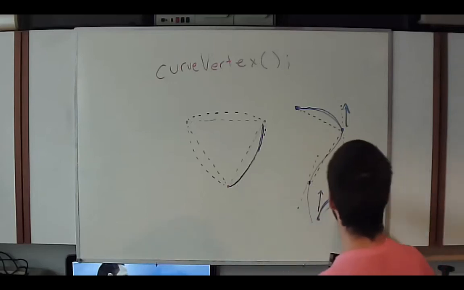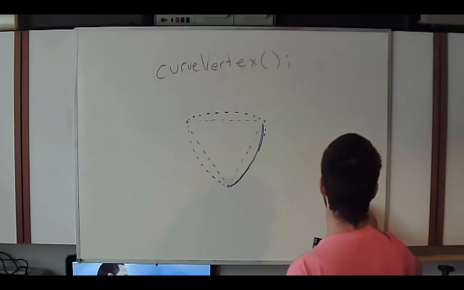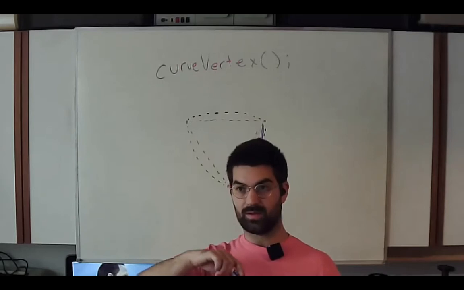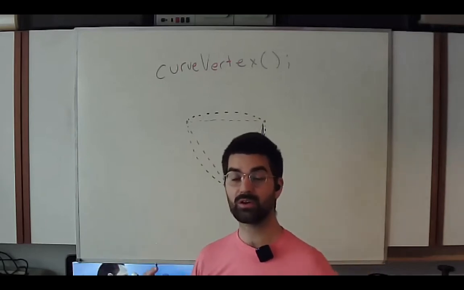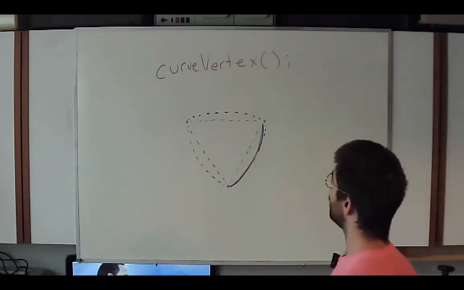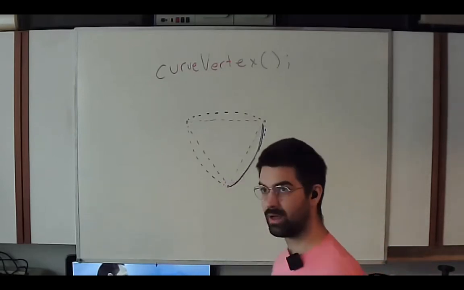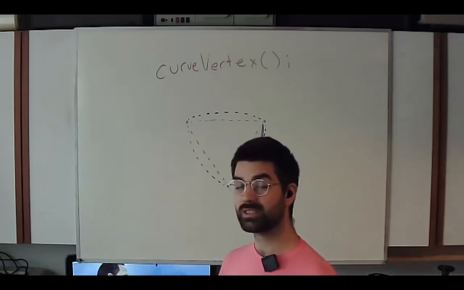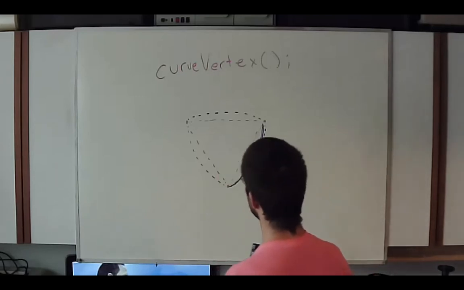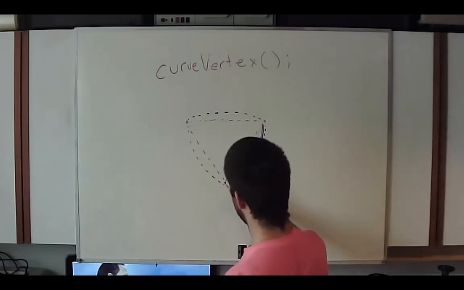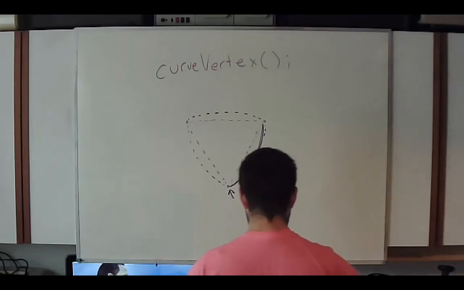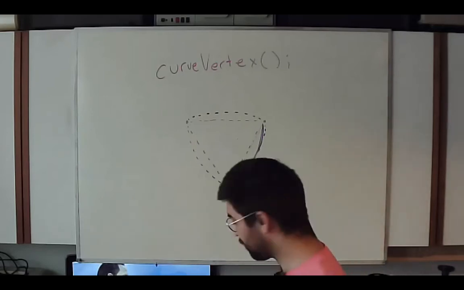So the way curveVertex does this, or the way that the beginShape and endShape functions use curveVertex, is that it's going to use the first and last several vertices just as information of how to begin that curve. So what we need to do is duplicate some of our other points. So let's just go back to the screen and we can go through that together.